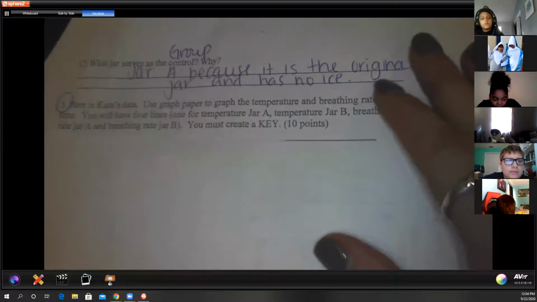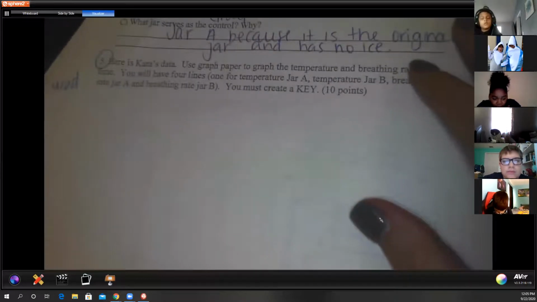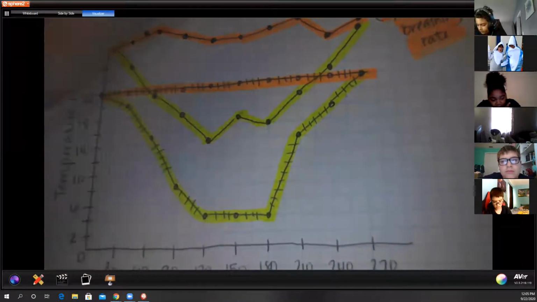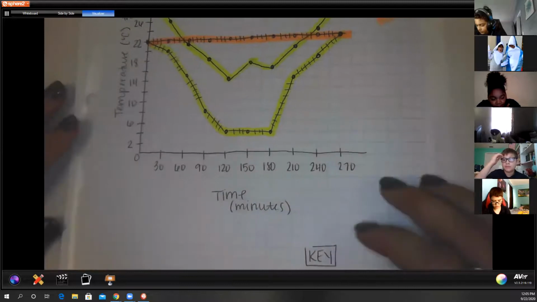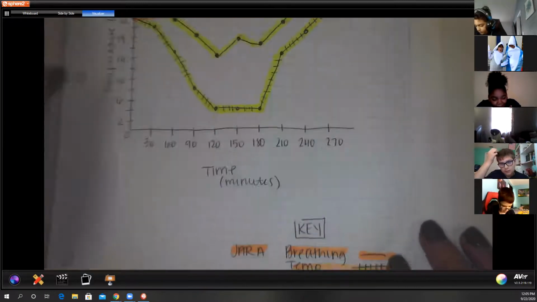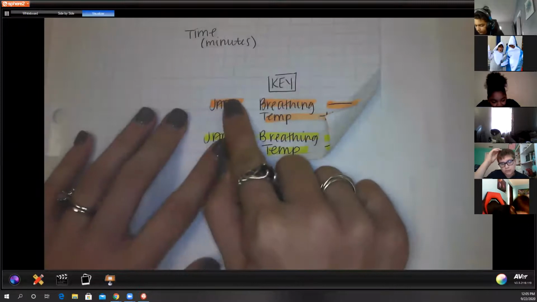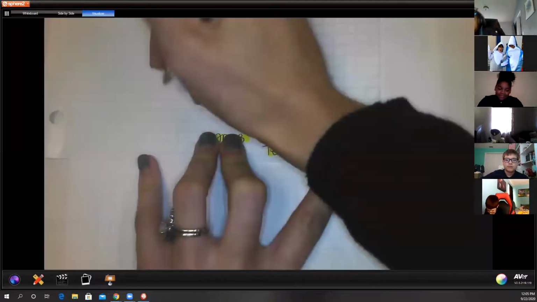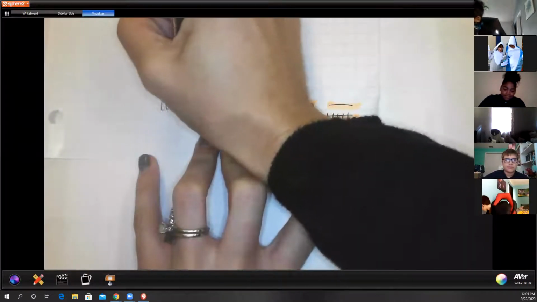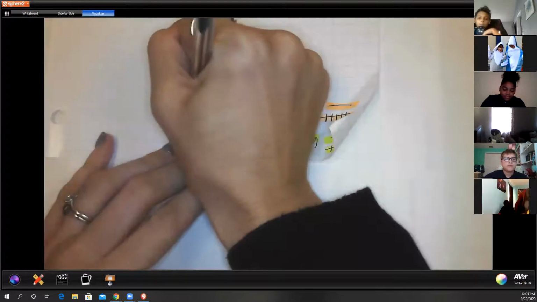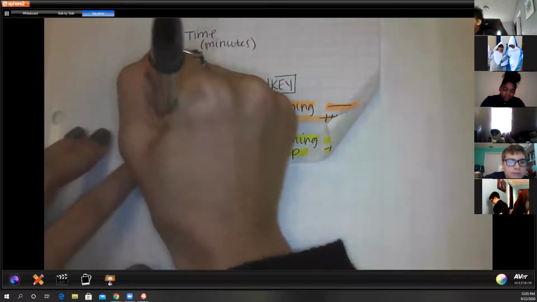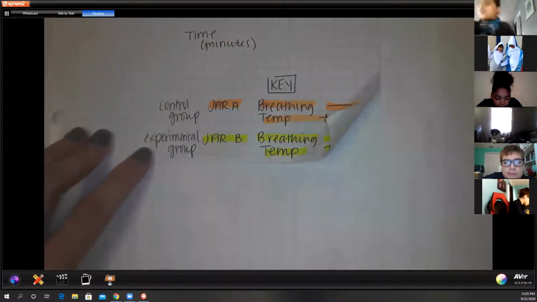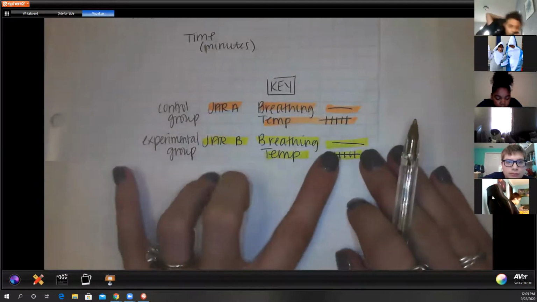All right, I've already done this graph for us. The way this graph is organized, I have jar A, that is the orange. That's my original jar, my control. And then I have jar B, which is my experimental group. I did this separately. You don't have to do this. Remember I said we were going to graph it together?